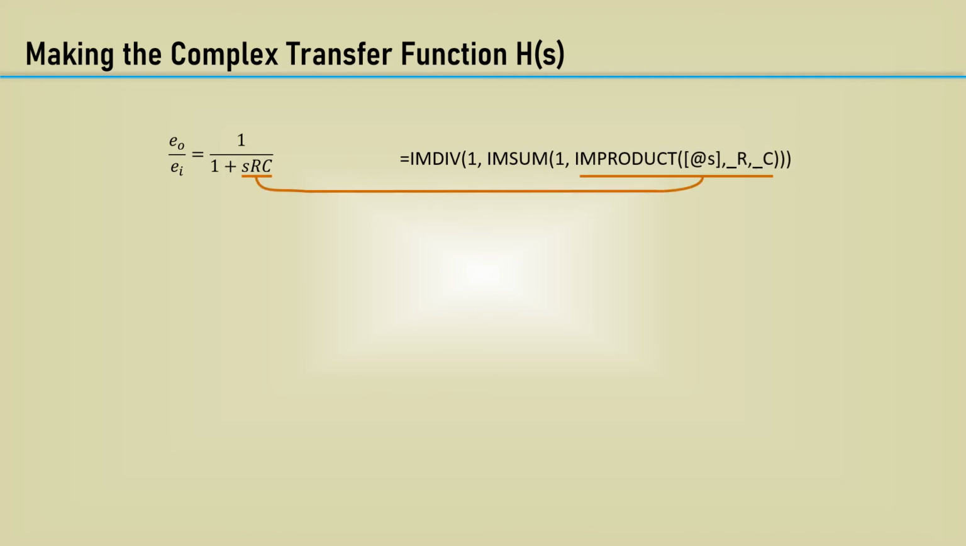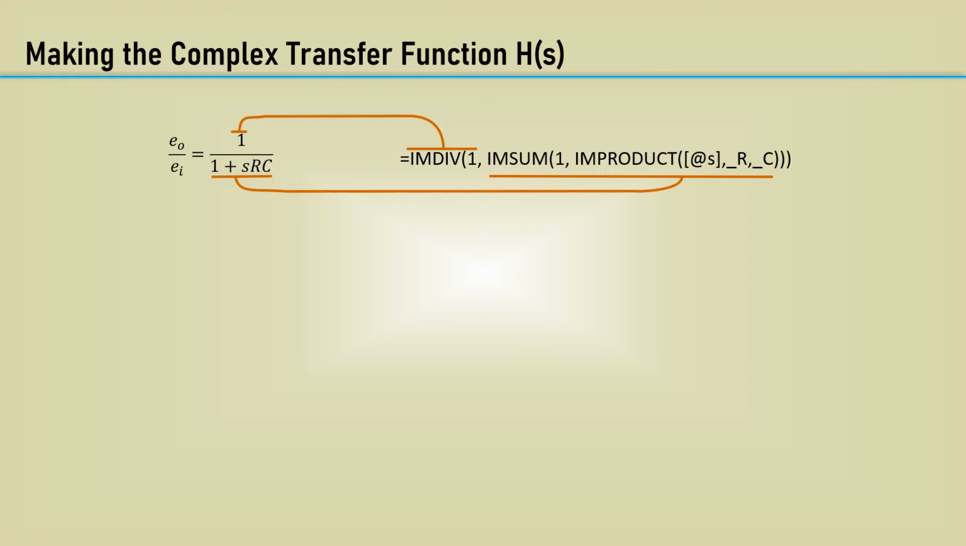Now let's make the transfer function, which is conventionally in the notation of H of s. Here's the transfer function we created for the low-pass RC filter. This is what will go in the formula bar. The product of s, R, and C are here using the IMPRODUCT function. Notice the @s designates the s complex variable relative to that specific row in the table. _R and _C are the cell names for the resistor and capacitor. Then the IMSUM function adds the 1. Then the IMDIV function divides the numerator by the denominator.